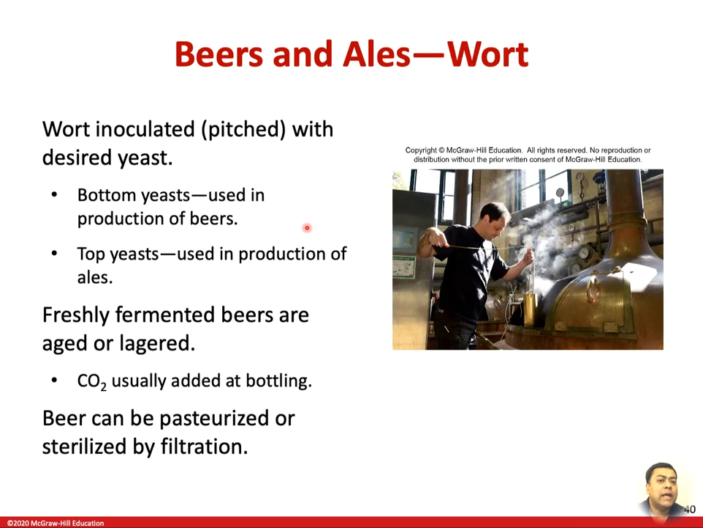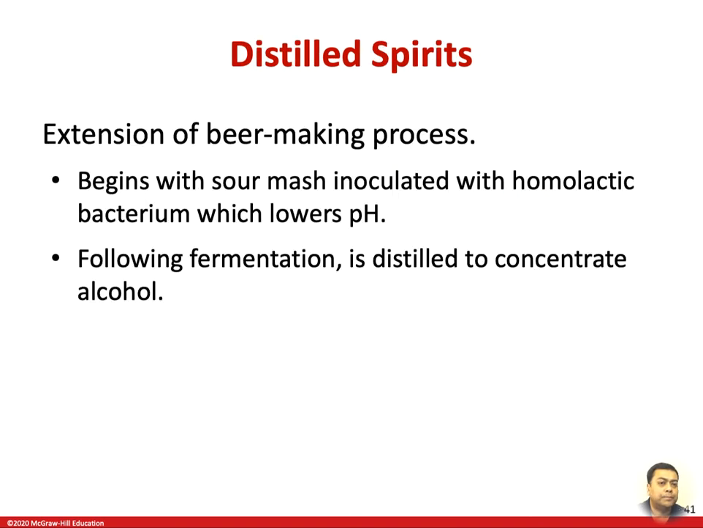So here we are looking at some of the terminology. The wort is the product of the initial processing, and the wort is pitched or inoculated with the desired yeast. The bottom yeast are used for the production of beers, whereas the top yeast, like Saccharomyces cerevisiae, are used for the production of the ales. The freshly fermented beers are aged or lagered, and sometimes carbon dioxide can be added for the bottling, and beer can also be pasteurized or sterilized by filtration as well.